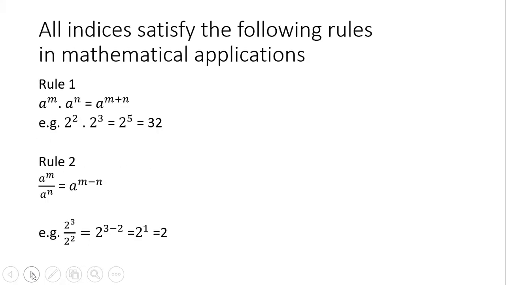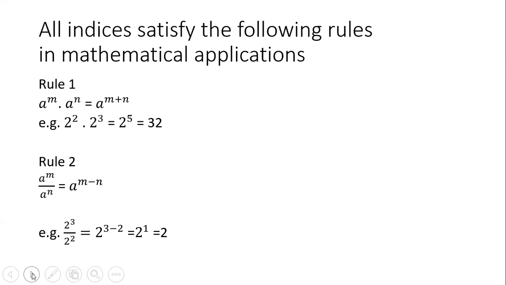And all indices satisfy the following rules in mathematical applications. In rule number 1, if multiplication is given, add the index of the same base. Since we have the same base, which is a, we just add the indices or the exponents together, then we get a raised to power m plus n. For example, we have 2 as a base, the same base 2, then we add 2 with 3 to get 5, then we get 32.